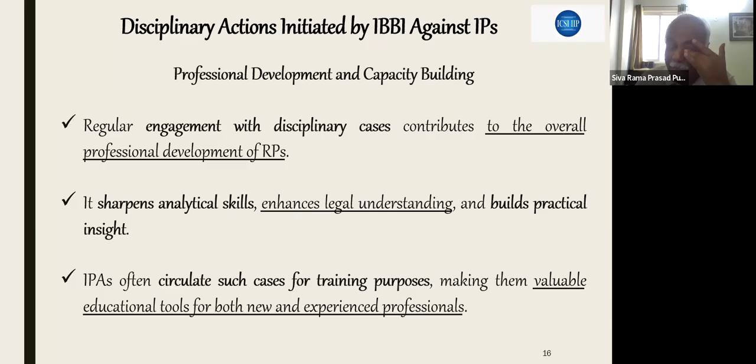Once I am perfect in regulation, perfect in the Code, perfect in judicial pronouncements, and perfect in reading the disciplinary committee cases, definitely you can offer valuable advisory services to the critical cases also. Because the subject is nothing for you, because daily you are updating the knowledge. It sharpens the analytical skills, enhances the legal understanding, and builds practical insight. IPs often circulate such cases for training purposes, making them valuable educational tools for both new and experienced professionals.